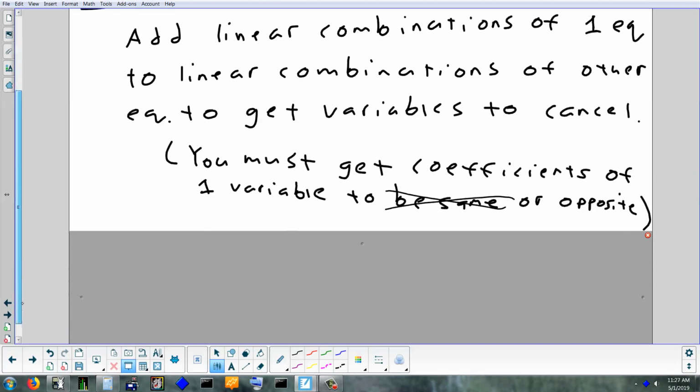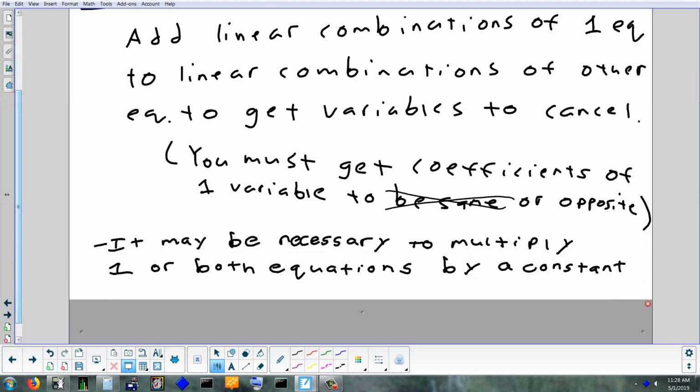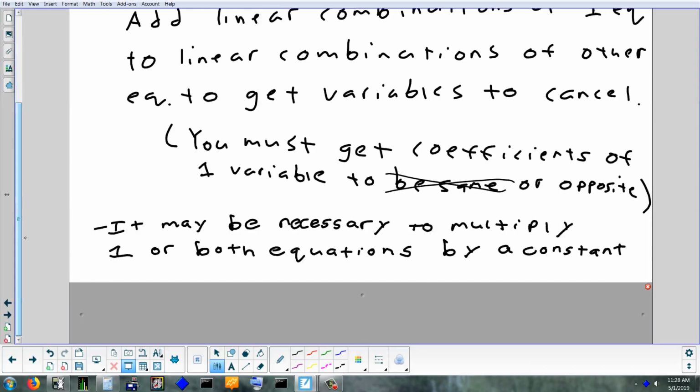Now, what that might mean is you might have to multiply an equation by a number. But we kind of did that when we solved the quadratic. We didn't multiply, but we divided everything by 2. That's kind of like what we're going to do here. We're going to multiply everything by a constant. But you have to do it everywhere, every spot. And you might have to do it to just one, or you might have to do it to both equations.